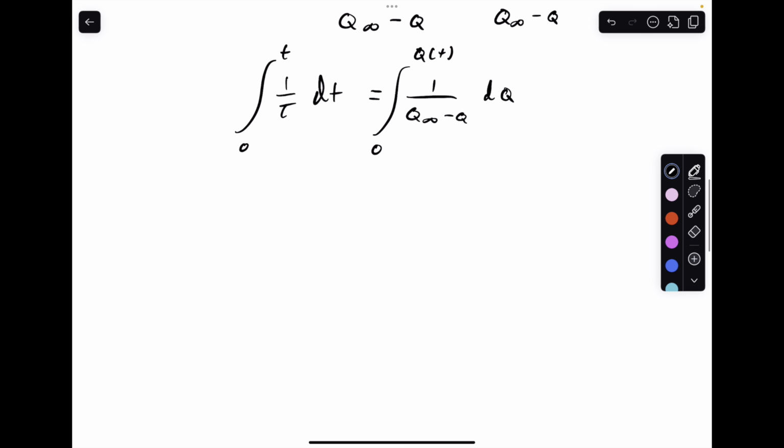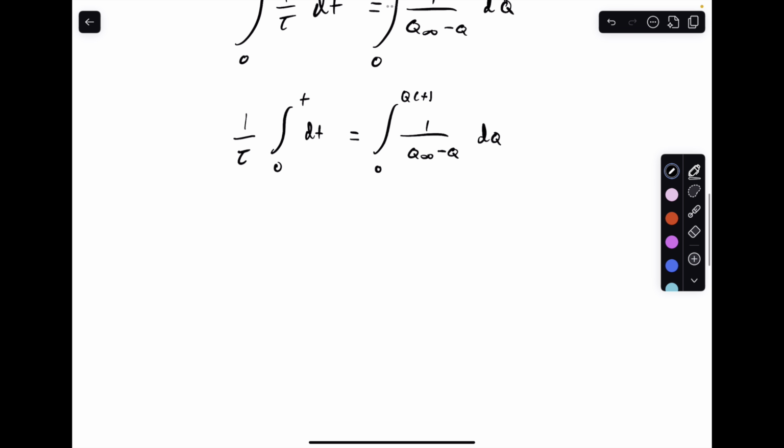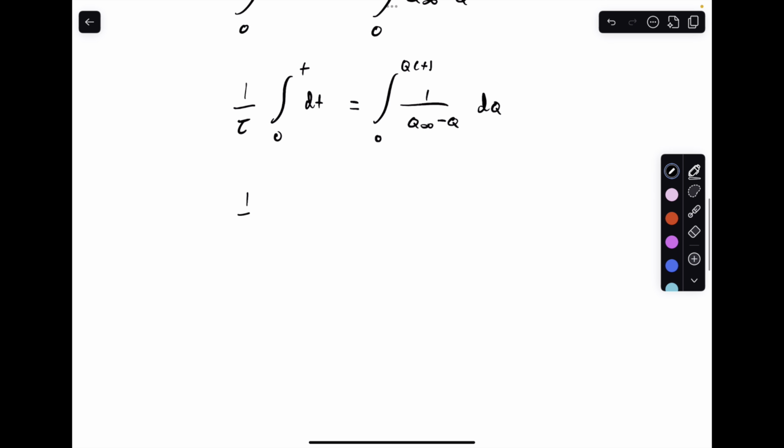So integrating the left-hand side, we'll take out our constants and we'll get the integral from 0 to t dt. And the right-hand side I'll leave alone because I want to just simplify the left-hand side for now. 1 over q infinity minus q dq. And this left-hand side integral will turn into 1 over tau, t from the limits of 0 to t, right? Because that's how integral calculus works.